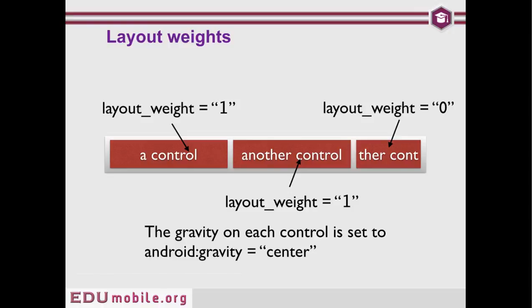And we see that the third control has in this case, let's say that third control had a hard set number of device-independent pixels set. Even though its text is not fully displayed, it still cuts it off so that the other two controls can have the remaining space.